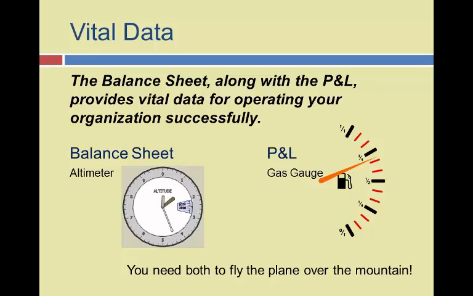Looking at the balance sheet along with the P&L provides vital data for your organization to operate successfully. If you're flying a plane, you can't just look at the gas gauge. You might have plenty of gas, but you might not be high enough to clear over that mountain, and you would never know unless you were also looking at that altimeter. So you need both to fly that plane properly and not have an unfortunate incident.